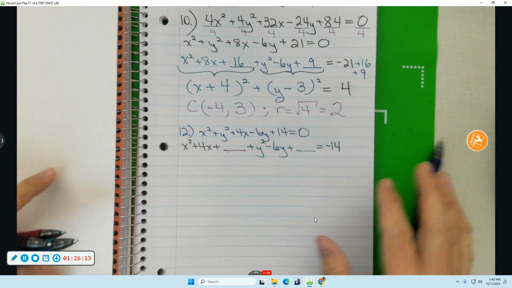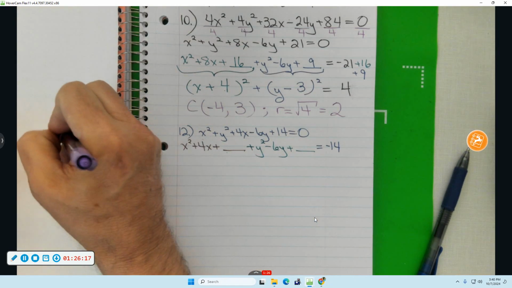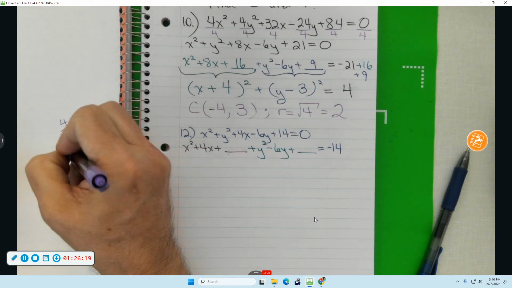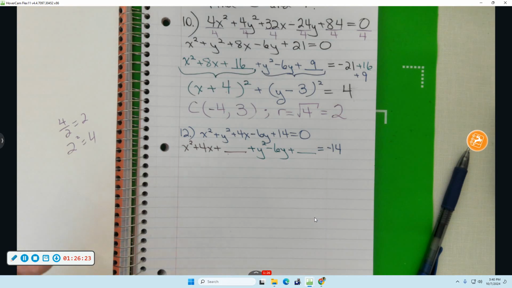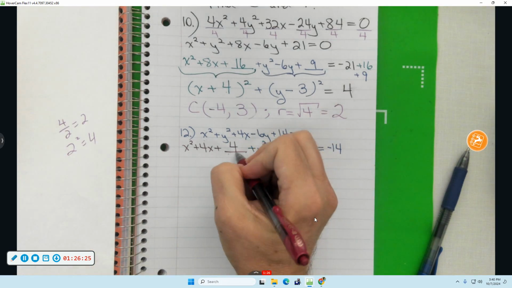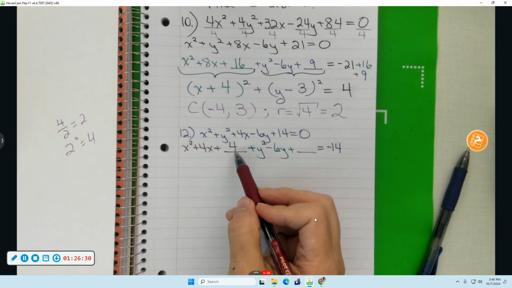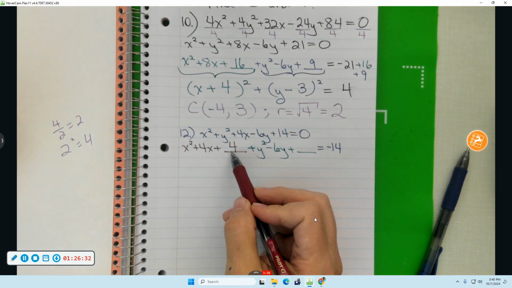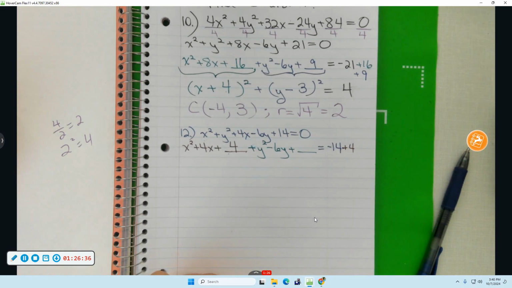I agree with 4. Just to remind you of what we were doing. You take half of that coefficient of x, and then you square it. 2 times 2, that gave us the 4 that we add here. And to maintain the equality, if you had 4 pounds to one side of the scale, to maintain the balance, you better add 4 pounds to the other side.